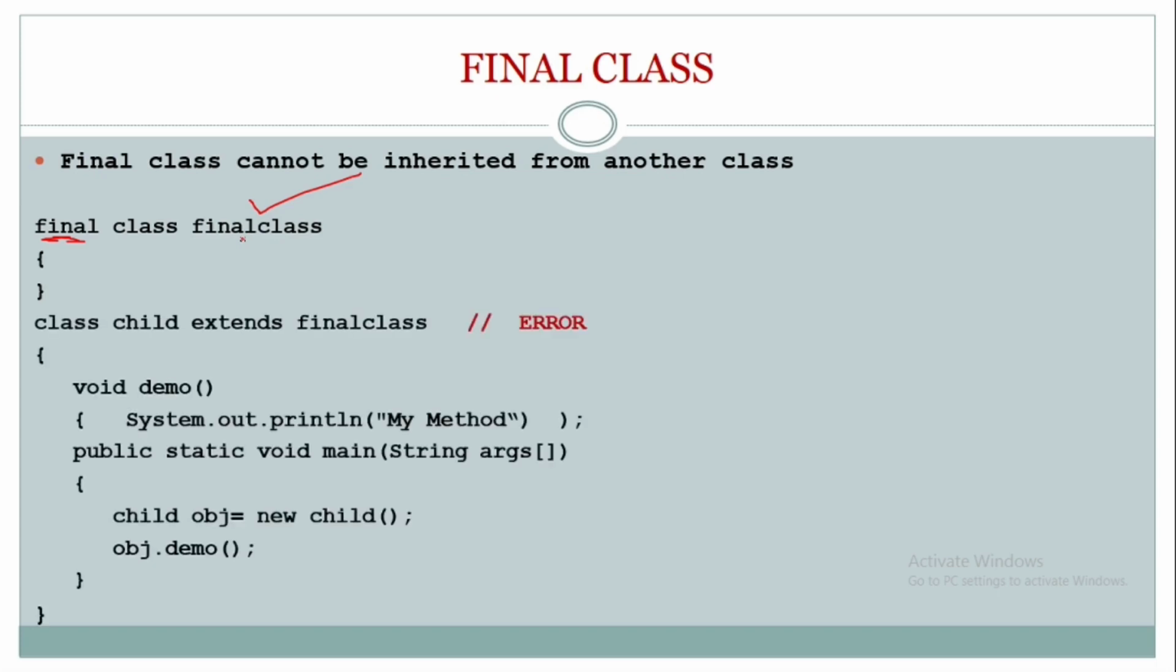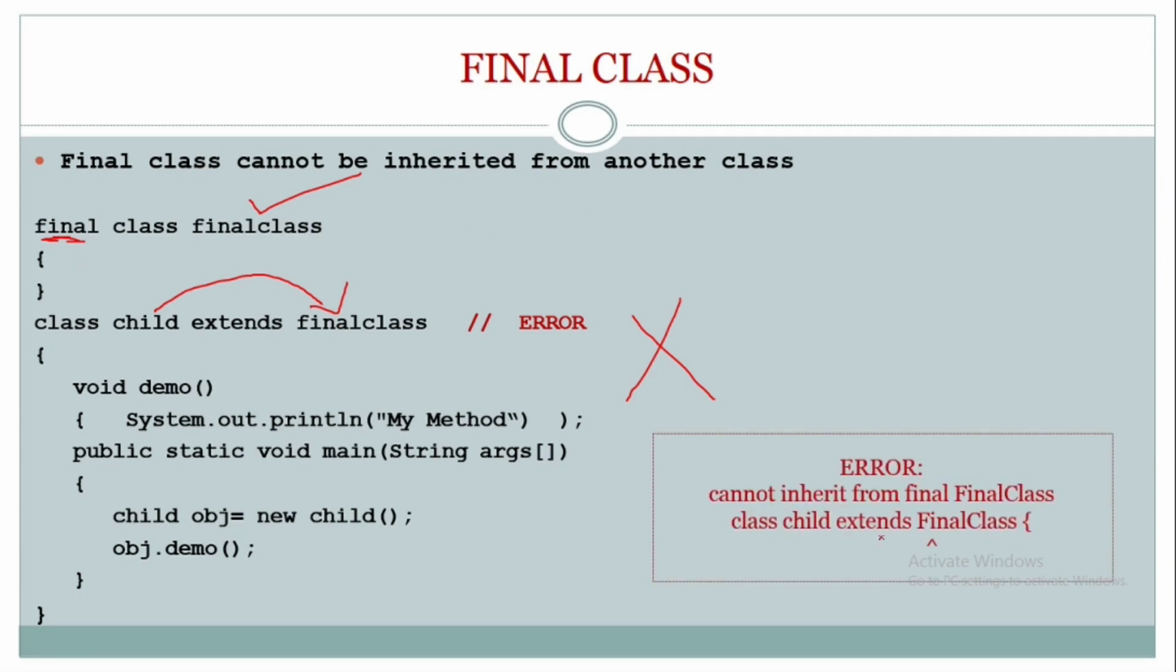Now the child class is trying to inherit the features of the final class, but the compiler will throw an error. That is not possible because a final class cannot be inherited. Again, we'll get an error message. This is the error message which we'll get when we try to inherit the final class. Yes, that's it about the final keyword.